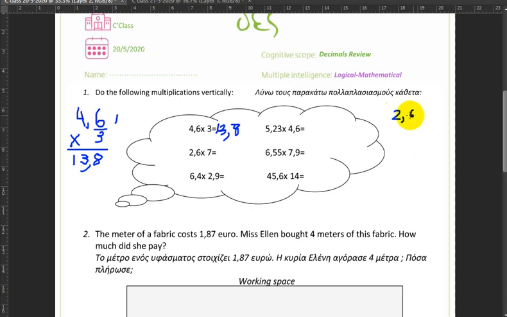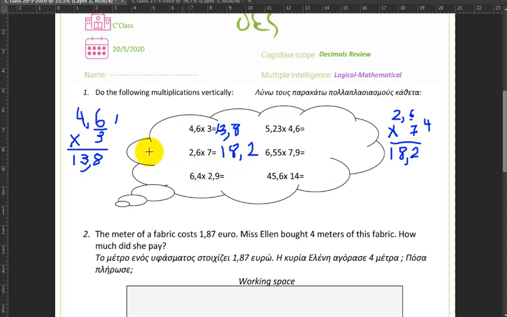2.6 times 7. 6 times 7 is 42, so I write 2 and carry 4. 7 times 2 is 14, plus 4 that I carried over is 18. And since there's one number to the right of the decimal point, in my result it's going to be here. So 18.2.